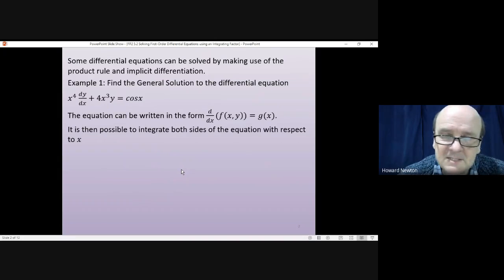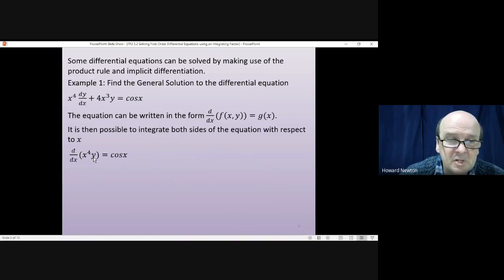Once we've done that, it's then possible to integrate both sides of the equation with respect to x. Now, how do we combine these two terms into one differential? Well, d by dx of x to the 4 y will give us both of those terms. If we wrote down the x to the 4 and differentiated y, we get x to the 4 dy by dx, and we're using the product rule here. If we then wrote down the y and differentiated x to the 4, we get 4x cubed times y. So differentiating this does give us both of those terms, and we've done nothing with the right-hand side so far.